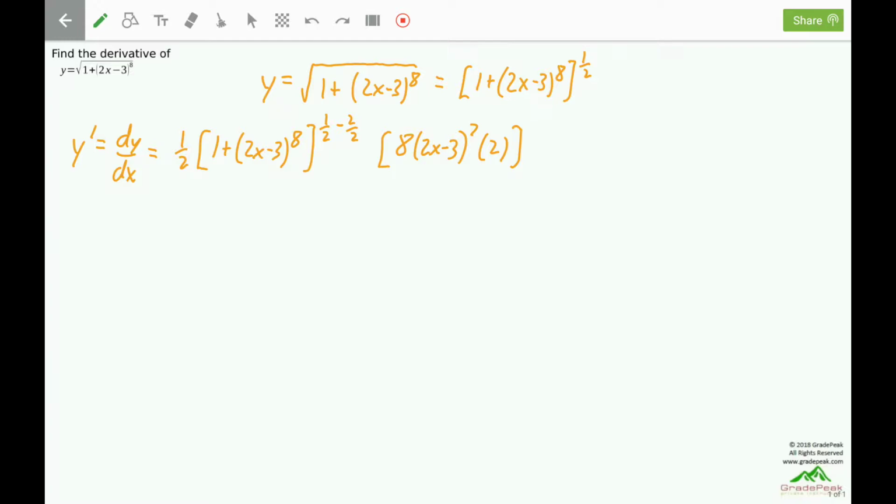Our next step is to simplify everything here a little bit. So I'm going to move all of this, since it's multiplying, to the front with the 1/2. So I will have a 1/2. There's also an 8 and a 2, and a (2x minus 3) to the 7th power. And then in the other brackets, I have a 1 plus (2x minus 3) to the 8th raised to the 1 minus 2, negative 1 over 2, negative 1/2 power.